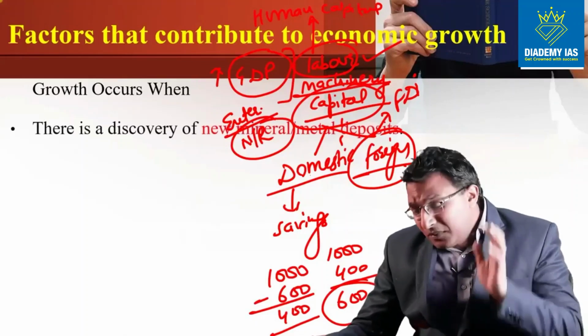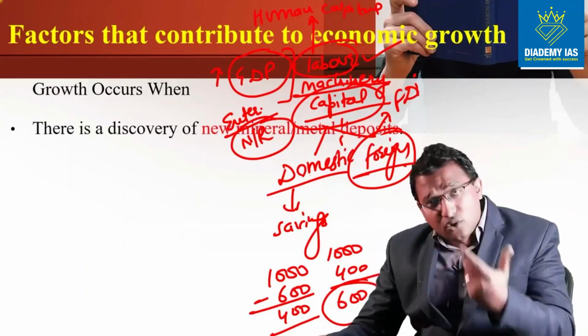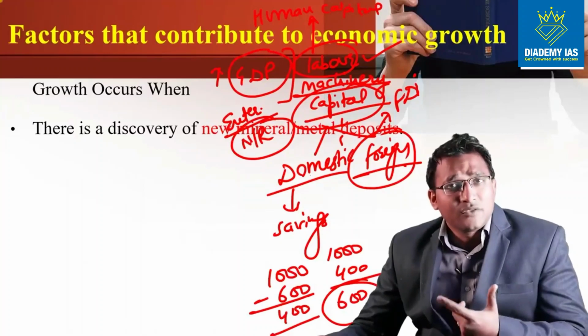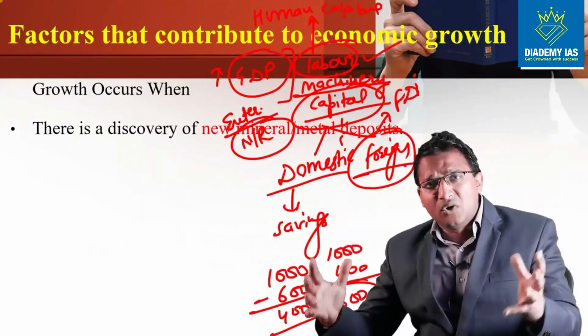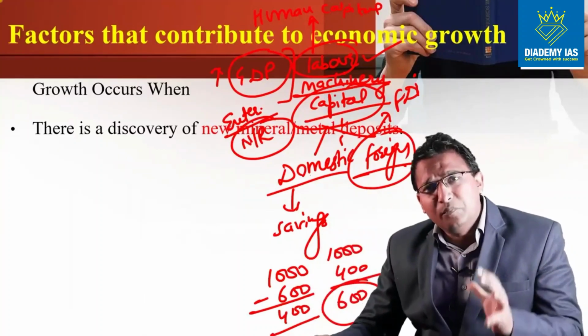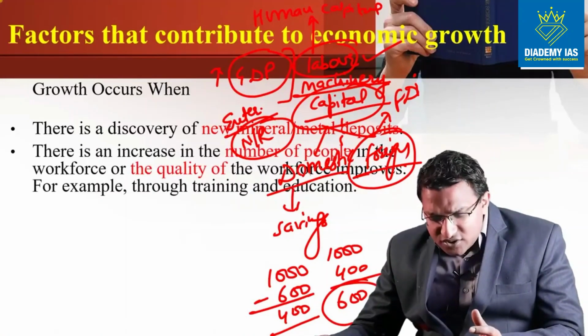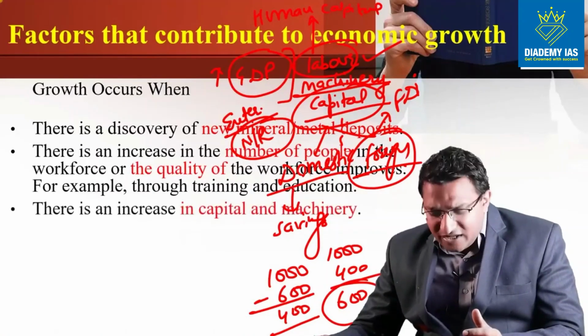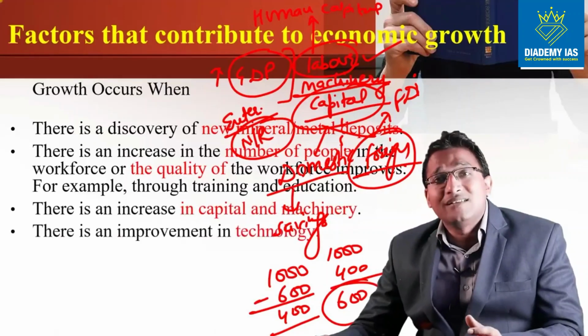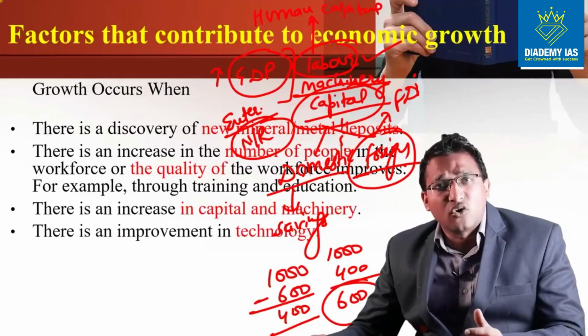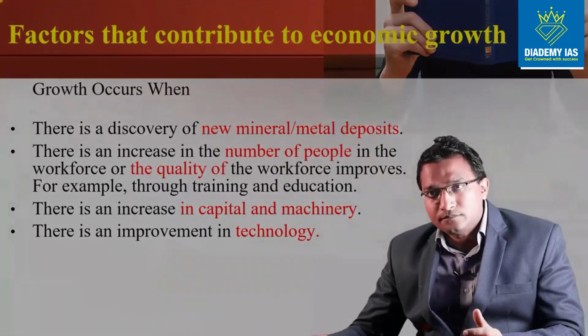There can also be discovery of more and more natural resources. This is one of the possible ways, that the government has found some big oil well or maybe some big mine, right? And there is an increase in the quality of workforce, an increase in the capital and machinery, and an improvement in the technology. So these are the different factors that contribute to the economic growth.